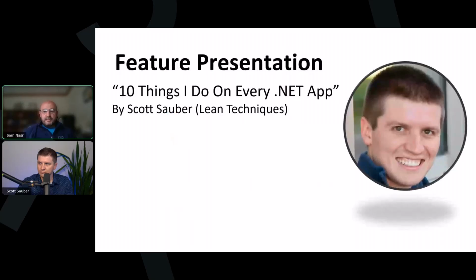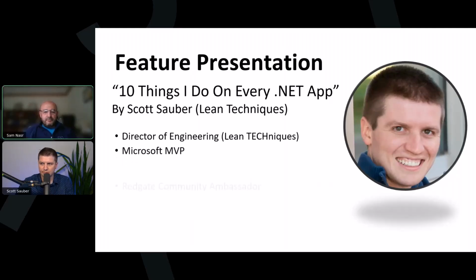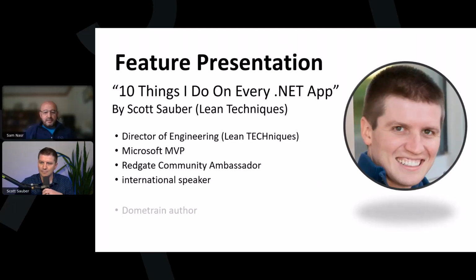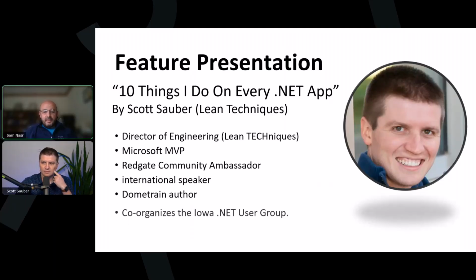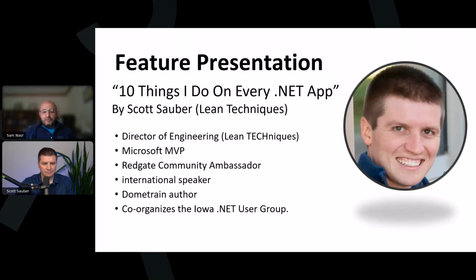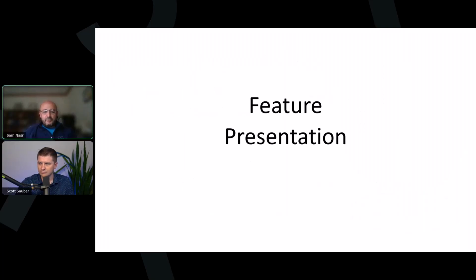So for tonight's feature presentation, we have Scott Sauber from Lean Techniques, and he's going to be presenting on 10 things I do on every .NET app. Scott is the Director of Engineering for Lean Techniques. He's also a Microsoft MVP, a Redgate Community Ambassador, and you can find him as an international speaker at various conferences and user groups, a Dome Train author, and he co-organizes the Iowa.NET user group. In addition, you can find many of his postings and articles posted at scottsauber.com. So with that, let me turn it over to Scott. Scott, glad to have you with us tonight.